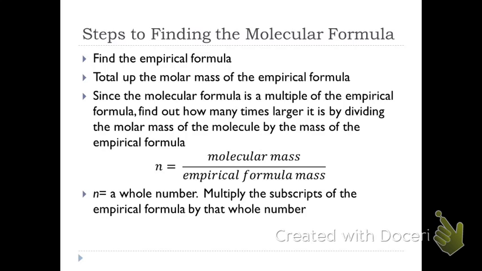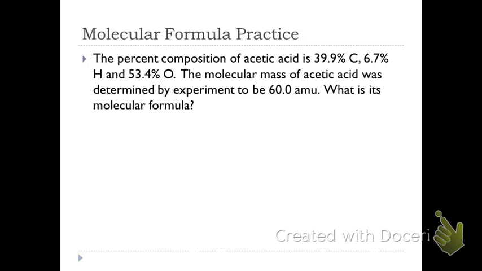Now when you want to find a molecular formula, it's a little more intense. Step 1, find the empirical. If they don't give it to you, you have to do all those steps I just did. You're going to then total up the molar mass of the empirical formula. And then since the molecular formula is a multiple of the empirical, you need to figure out how many times larger it is by dividing the molar mass of the molecule, which they give you, by the mass of the empirical formula. You will get a whole number. When you get a whole number, multiply the subscripts of the empirical by that whole number to get your molecular formula. So here's an example.